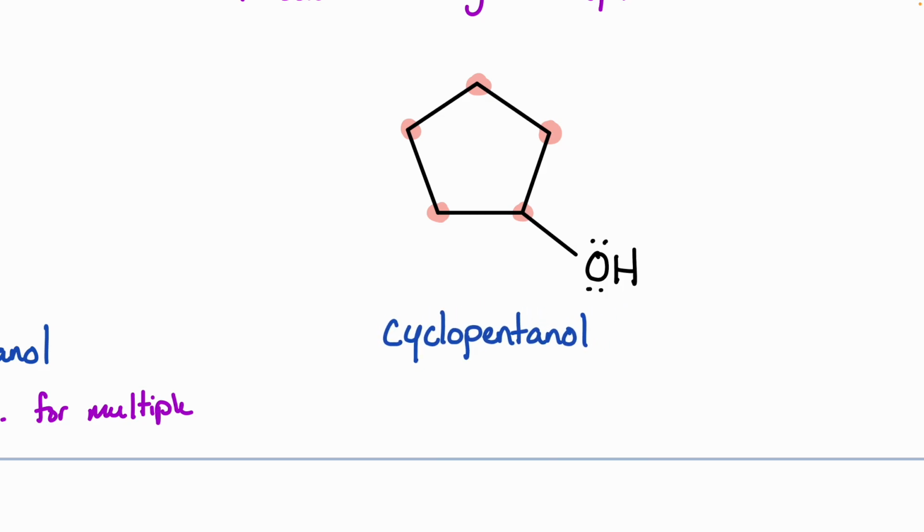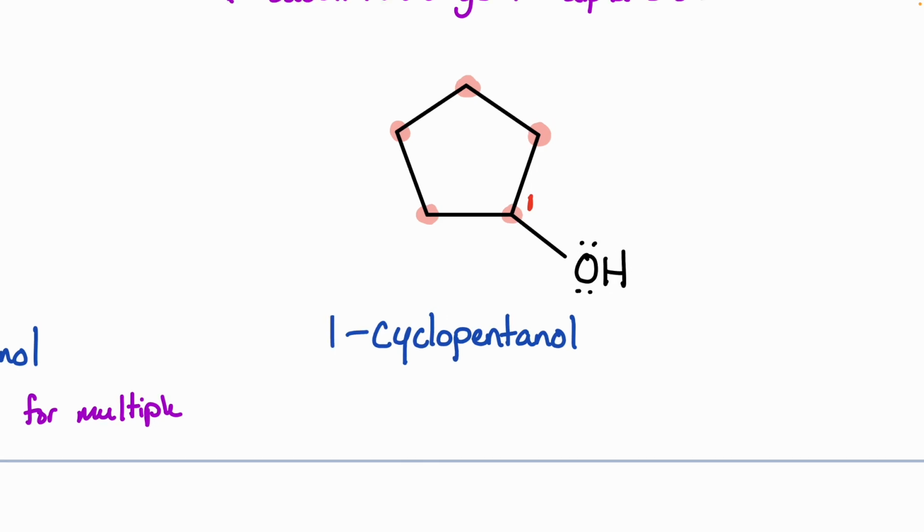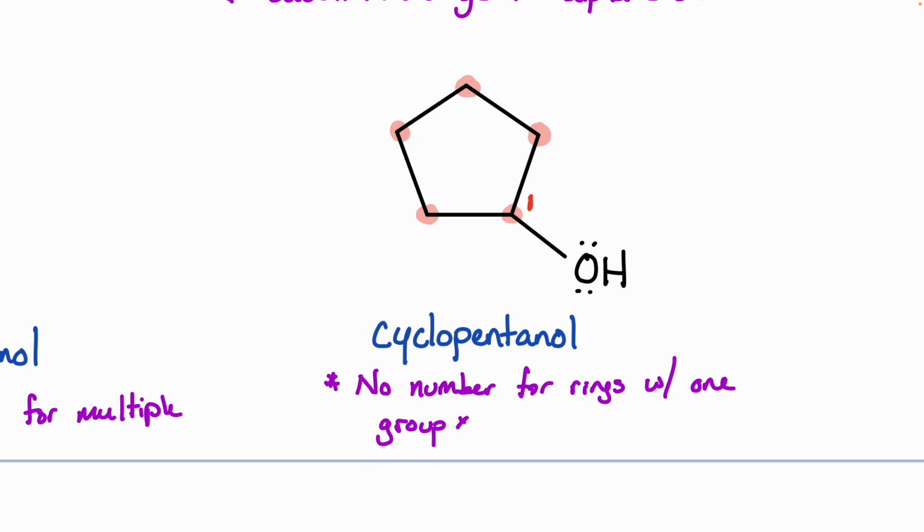And if I number my ring, that OH group is going to be on carbon 1. So do I say 1-cyclopentanol? No, because if I pick it up and move it, that's still going to be carbon 1. So remember, for these rings that only have one thing on them, we omit that locant. So let's just say no number for rings with one group. If there's more than one, all of a sudden we have to indicate how far apart they are, so we put in our numbers, but not if there's just one.